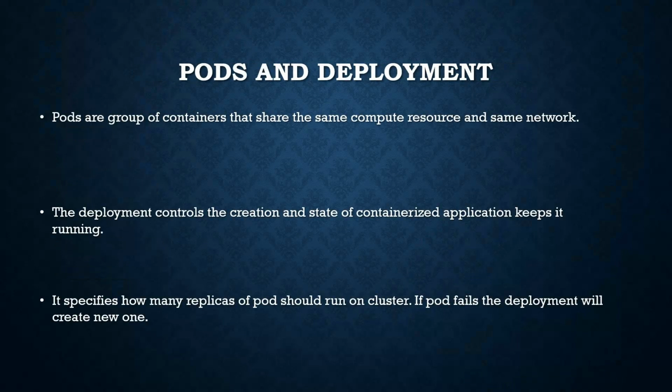So we have pods and deployments. We have already understood that pods are a group of containers that share the same compute resources and the same network. The deployment controls the creation and the state of the containerized application and keeps it running. It specifies how many replicas of the pods should run on the cluster. If the pod fails, the deployment will create a new one.